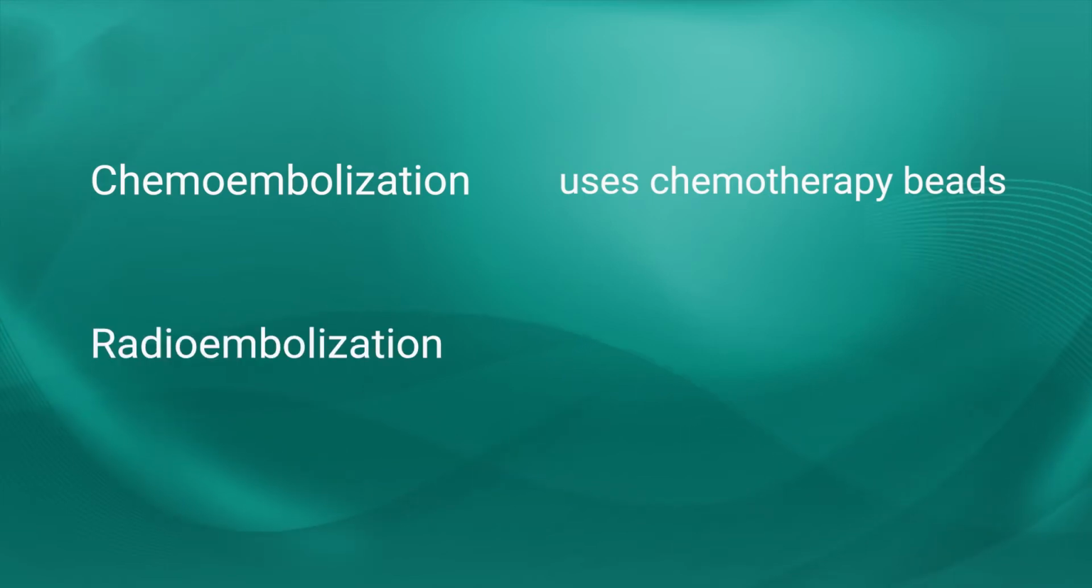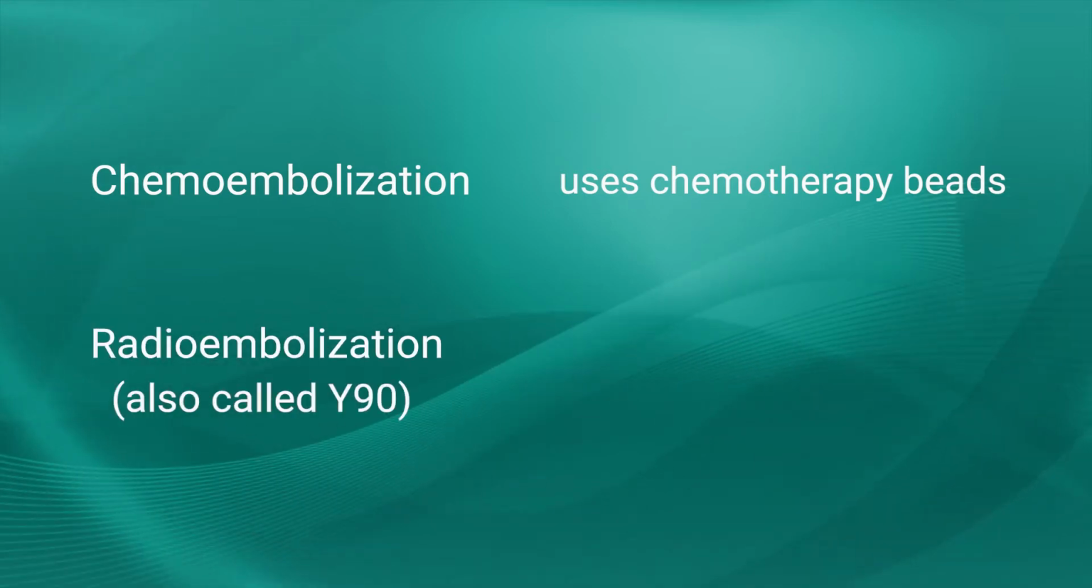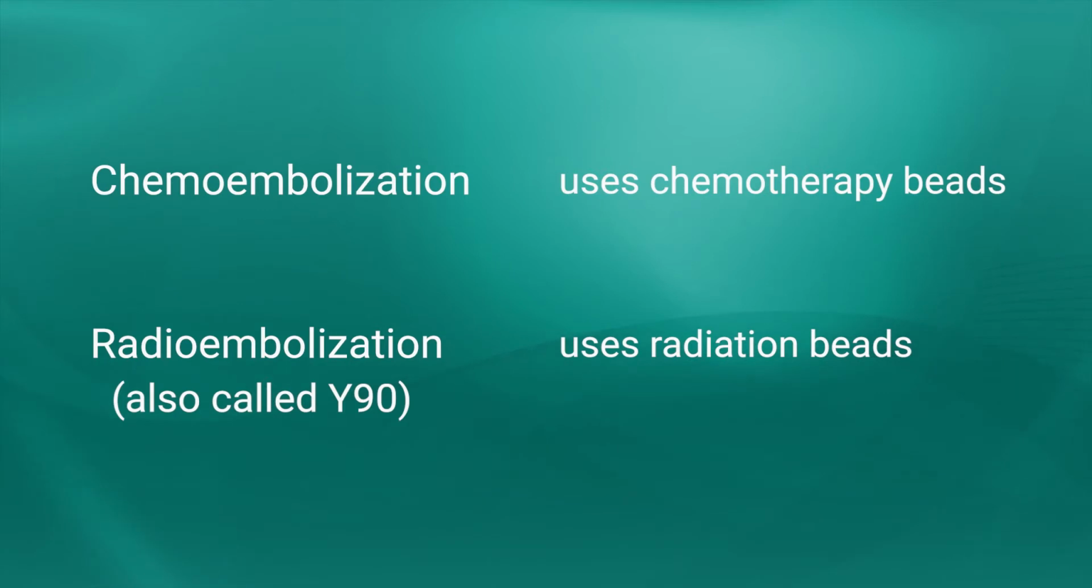There are two procedures in which treatment is delivered directly to a liver tumor via its feeding arteries. They are known as chemoembolization, that uses chemotherapy beads, and radioembolization, also called Y90, that uses radiation beads. Both treatments prolong survival by shrinking the tumor, but in general do not cure liver cancer. Eventual recurrence is likely, and therefore patients require continued follow-up with a hepatologist to monitor for this, in which case repeat or alternate treatments can be considered.